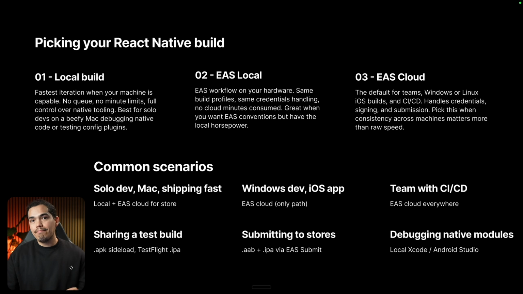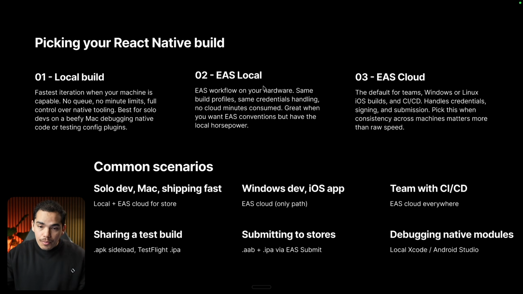So overall, there are mainly 3 ways of building your application. You can build locally. It's the fastest iteration once your machine is ready. And if you have a good machine, it's faster building locally, and it's free. There's no queue, no waiting time, and full control over the native tooling. And I would say that this is best for solo developers, especially if you have a nice Mac. And that's personally what I do most of the time.